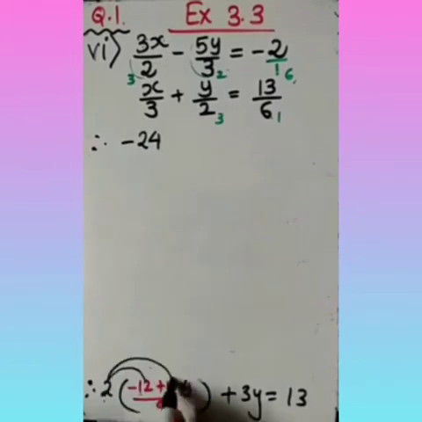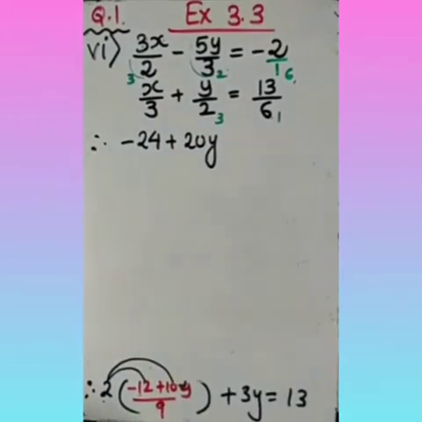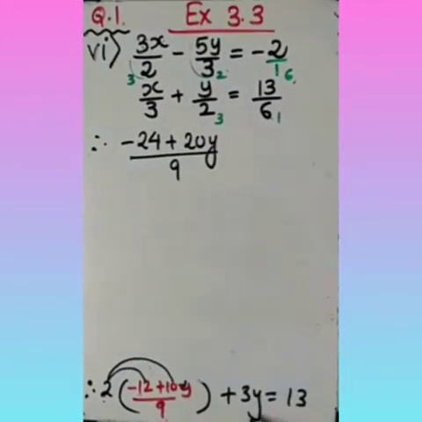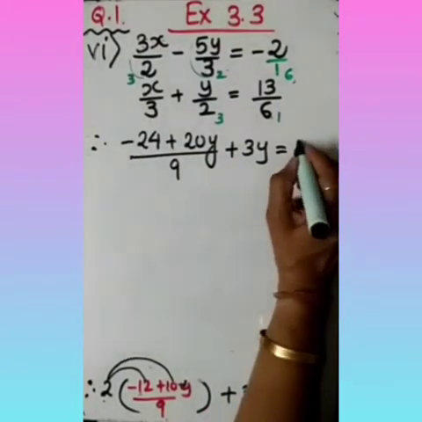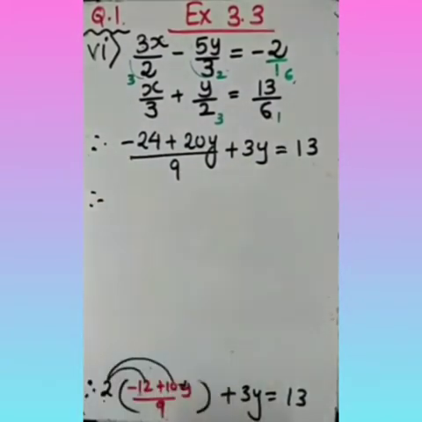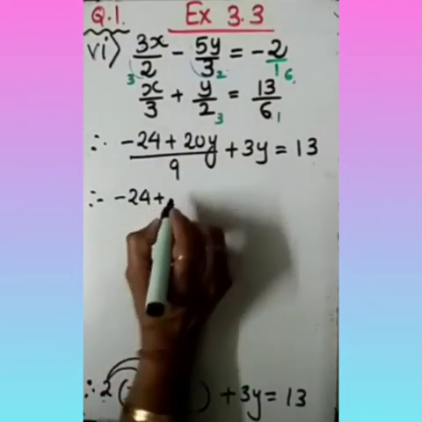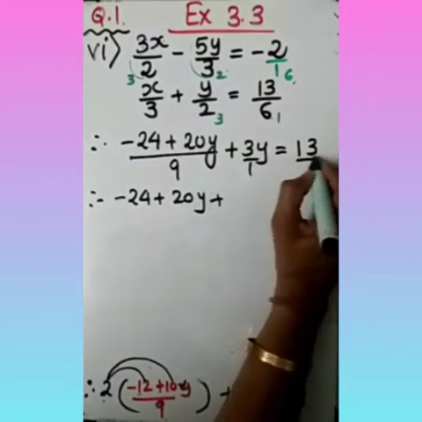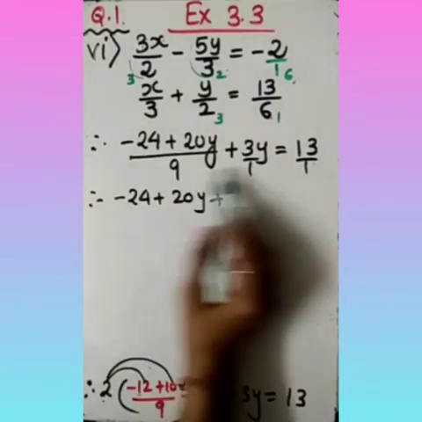Then 2 into 10 gives the result 25. Upon 9 is there, so let it be as it is. Plus 3y is there, no problem, equal to 30. That finally, what do we have? Minus 24 plus 20y. Here nothing means consider 1. This is also 1. So we need to take the LCM, which will be 9 here.